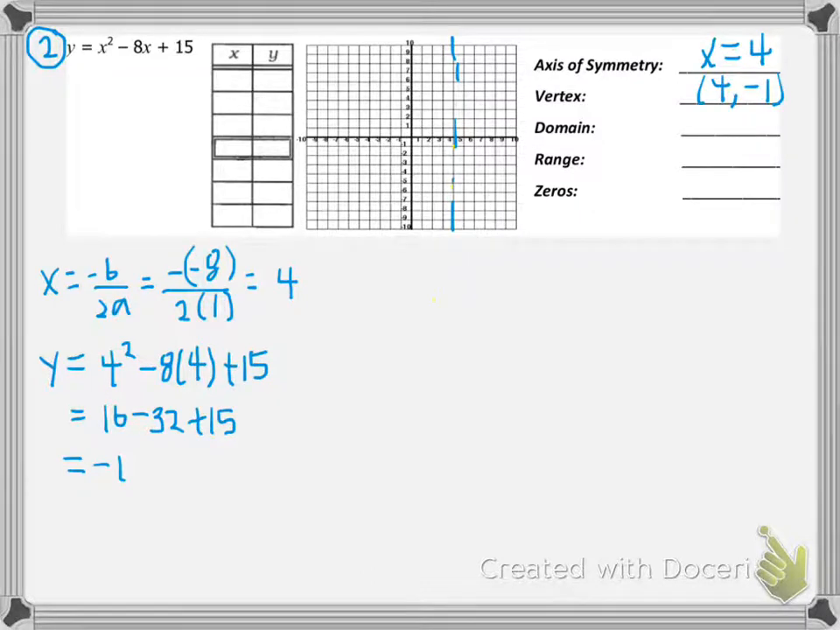Alright, so the domain here is all real numbers. So it's a quadratic, so it's always going to be all real numbers. So remember, negative infinity to positive infinity. The range here, now I need to graph it to figure out the range. So if that's going to be my axis of symmetry, I need to find the zeros. So if I find the zeros, that means I'm going to set the quadratic equal to 0 and solve.